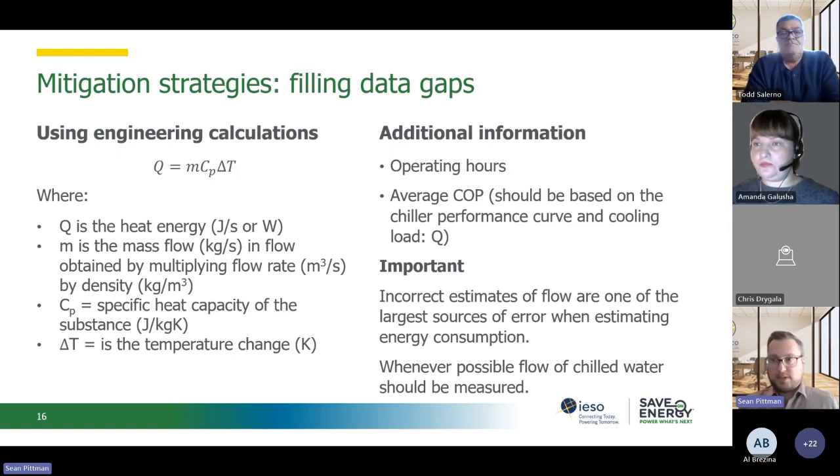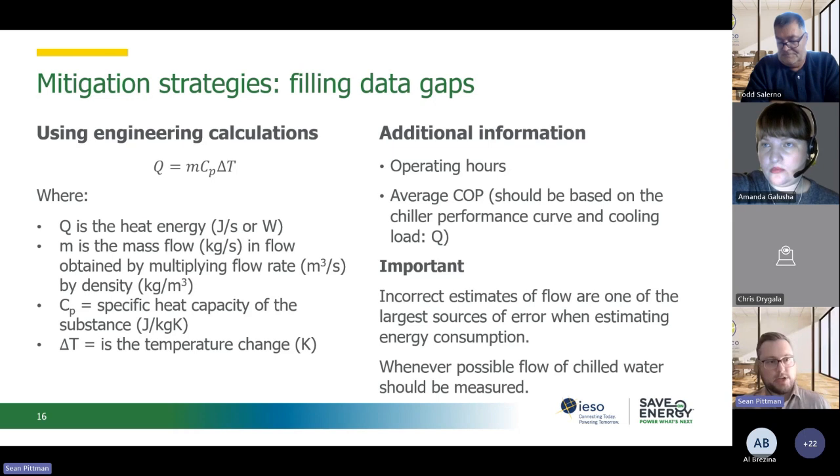Where Q is the heat energy, M is the mass flow, Cp is the specific heat capacity of the substance, and delta T is just the temperature change between the 2 points. So with that information, you can determine how much energy is moving across a boundary. So you could set this across the condenser and see how much cooling energy or tons of refrigeration are being supplied by the chiller, and you compare that to the electrical energy consumption of the chiller, and you can find the COP. So that falls under additional information.